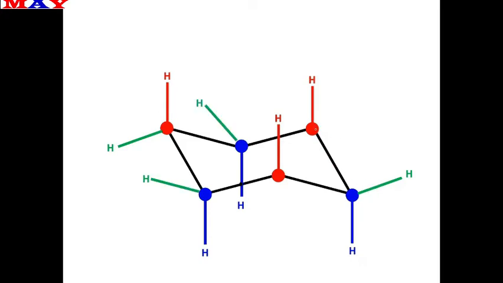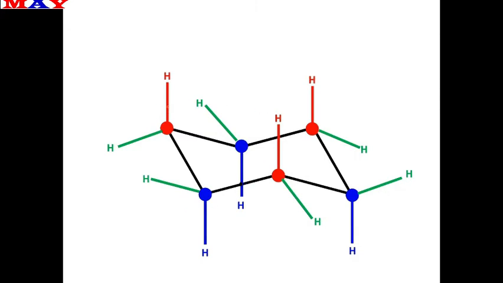Okay, we place the remaining hydrogens. These two were going down. So now it is going in the upward direction. Similarly, these two are going up. So their counterparts will go in the downward direction. This is how we are supposed to place these hydrogens. So the green hydrogens are called equatorial hydrogen atoms. The vertically placed hydrogen atoms are called axial hydrogen atoms.